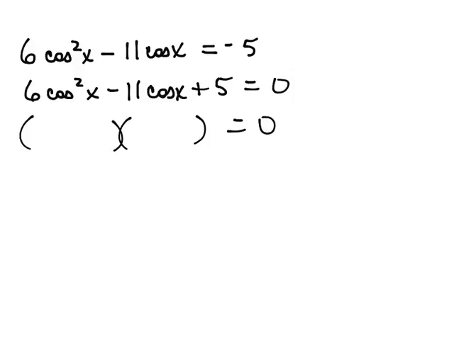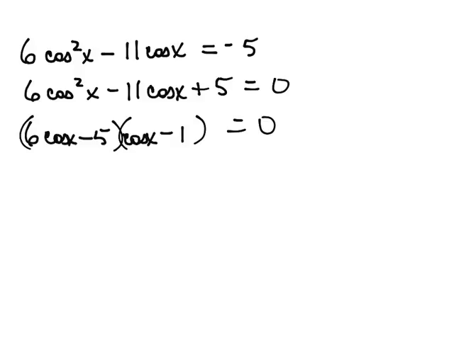So to factor it, let's try 6 cosine x and cosine x. And we need our final two terms to multiply to equal 5. But when the outsides and the insides are added, they have to add to be 11. So let's try minus 5 minus 1.